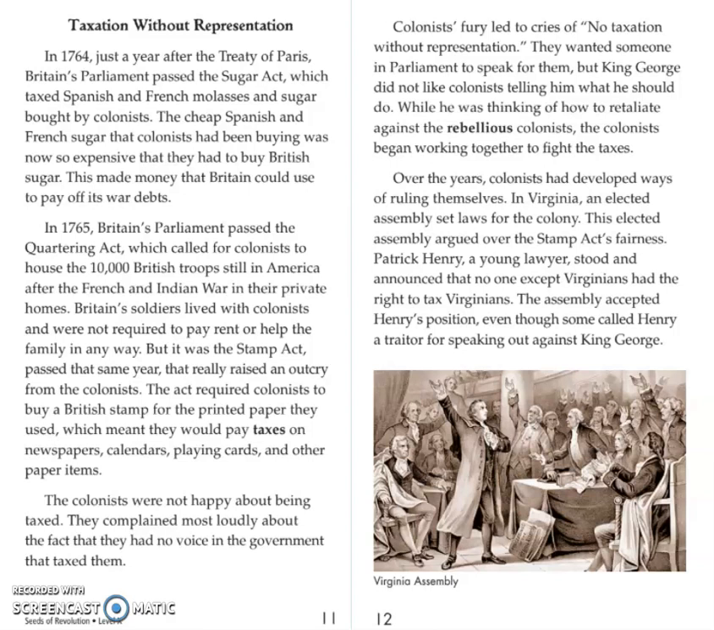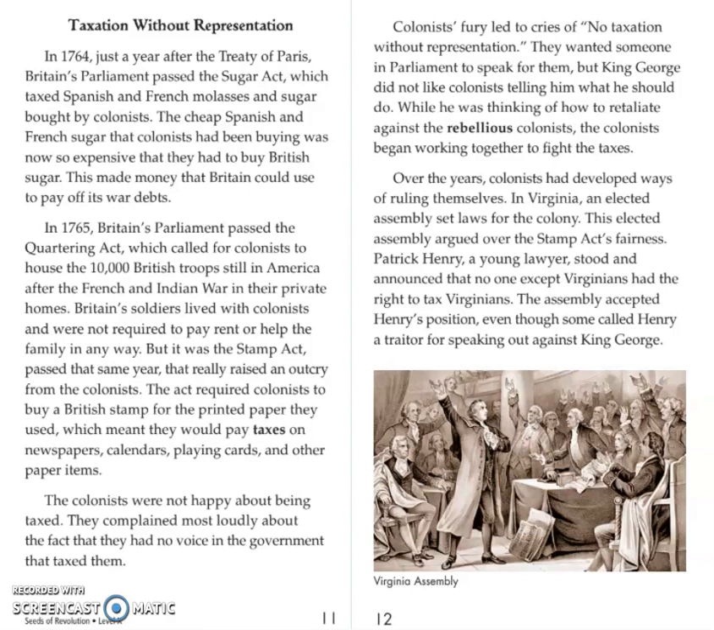The act required colonists to buy a British stamp for the printed paper they used, which meant they would pay taxes on newspapers, calendars, playing cards, and other paper items. The colonists were not happy about being taxed. They complained most loudly about the fact that they had no voice in the government that taxed them. Colonists' fury led to cries of "no taxation without representation."